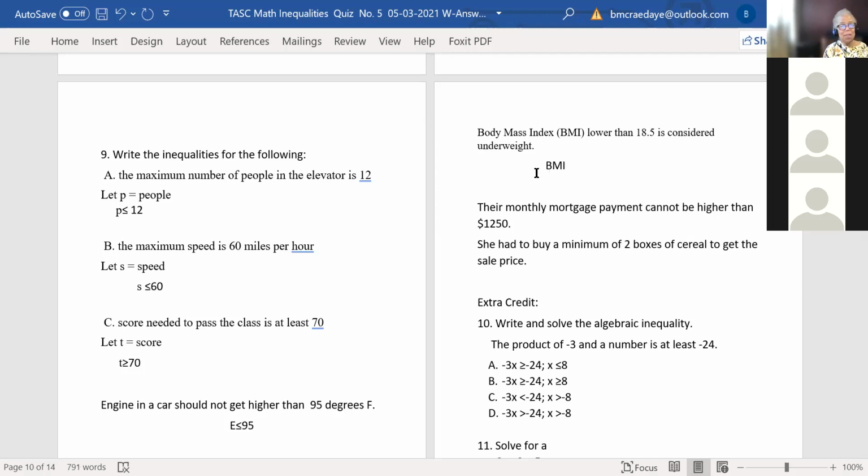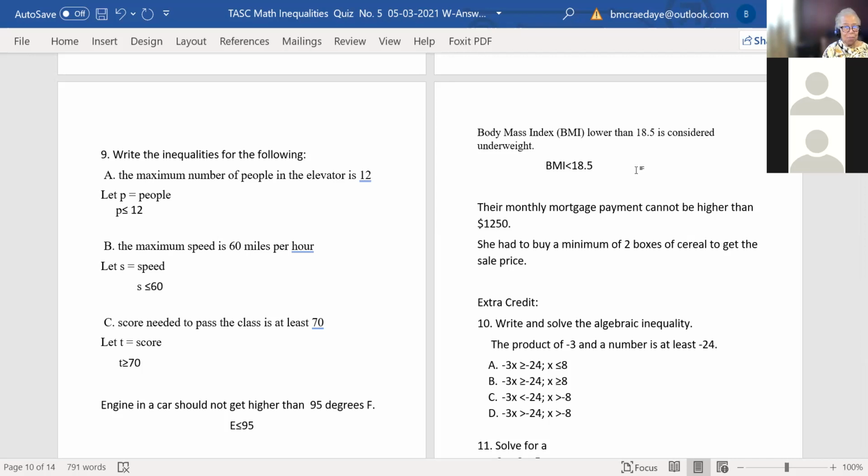So what would be the inequality symbol that will follow this? Underweight. So therefore, if it's lower, it's less than 18.5. That's right. BMI less than 18.5 is considered underweight. That's the way you would write this. Maureen, you following? Yeah. Okay.